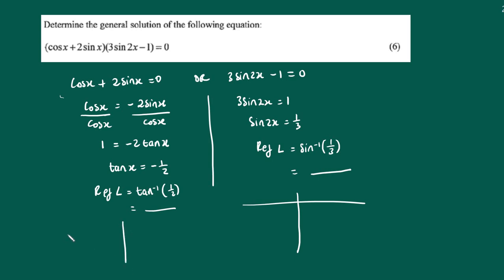Then you will identify the quadrants. Which quadrants will be this one? It will be in the second and fourth quadrant. Second and fourth quadrant. And then this one? Second and first quadrant. Second and first. Nice, easy 6 marks.